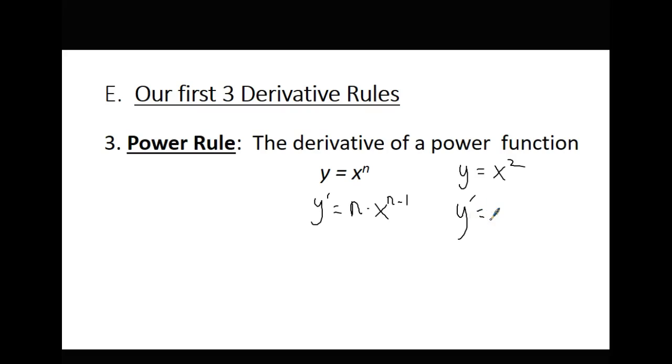All right, so let's take a look over here then. Y prime. What am I going to move to the front? 2 times x, and then I'm going to take 1 away from this power. What is that? So it's y prime is 2x then. Cool? This works. We'll figure out why that is later. But for now, that's called the power rule.